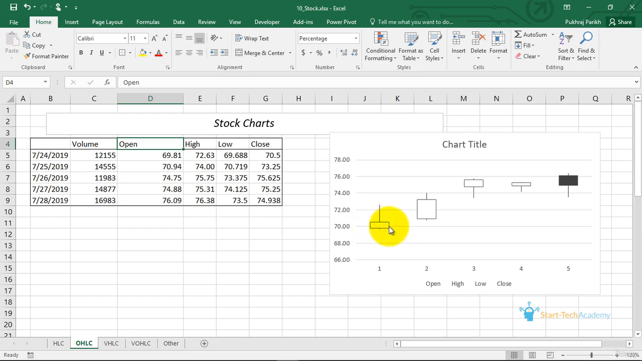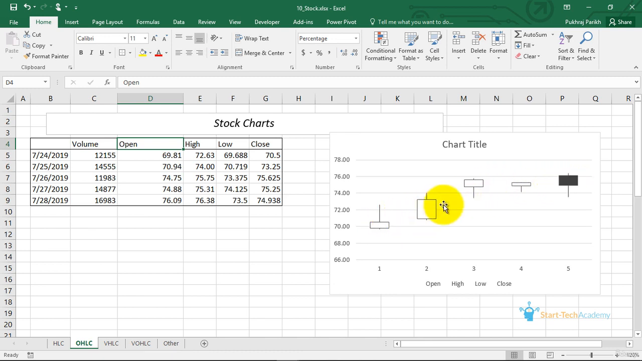This box is for the opening and closing price. One of the lines of the box is giving you the opening price and the other one is giving you the closing price. To differentiate whether the opening price is lower than the closing price or higher than the closing price, we have the color of the box.